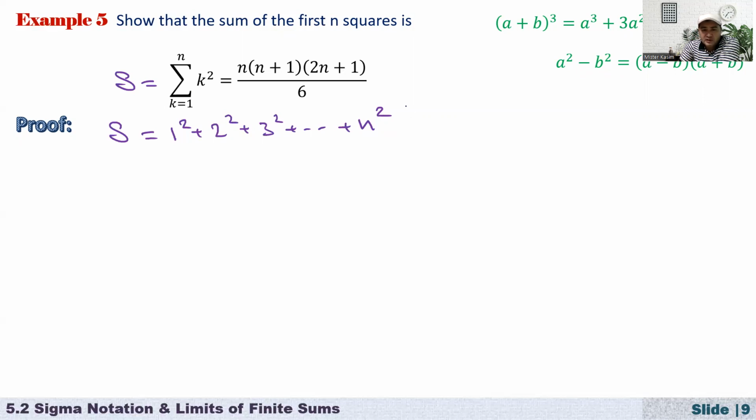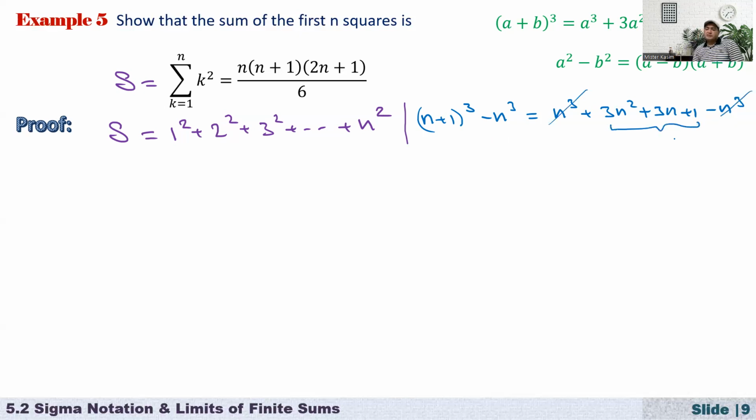What is that? How about if you just consider this: here we have n plus 1 cubed minus n cubed. That's equal to n cubed plus 3n squared plus 3n plus 1 minus n cubed, right? And this n cubed, they cancel each other. We have only this term, okay? So now keeping this in mind, let me start with n.